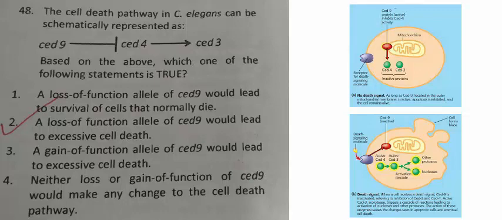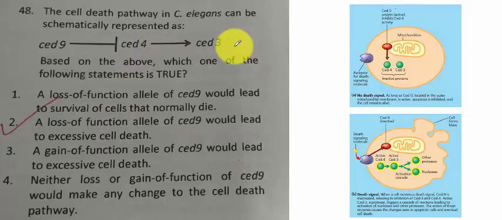The question was: the cell death pathway in C. elegans can be schematically represented as follows. You can see CED9 is a protein which is inhibiting CED4 and CED3 activity. Based on the above, which one of the following statements is true? The first statement is a loss of functionality of CED9 would lead to survival of the cells that normally die. To answer this question, first we need to know about the CED9, CED4 and CED3 protein functions.